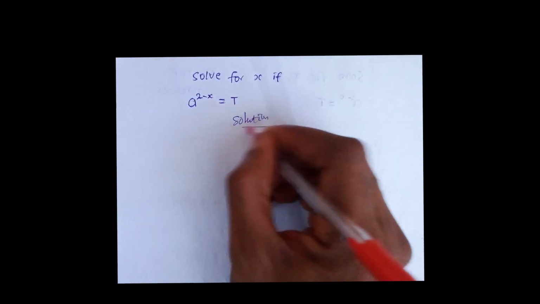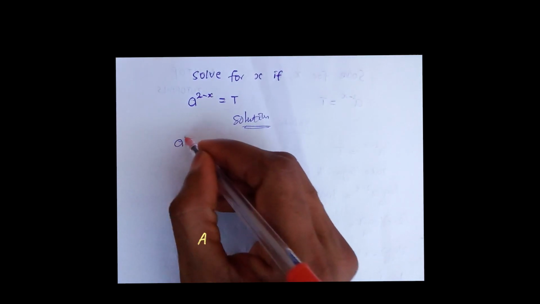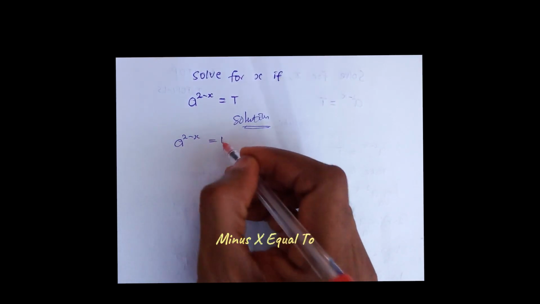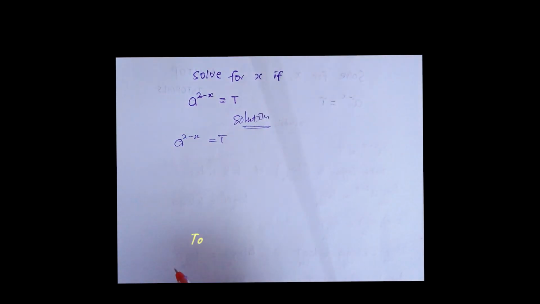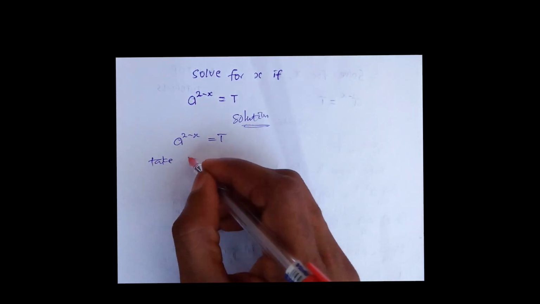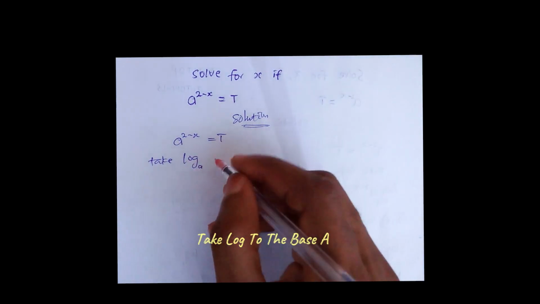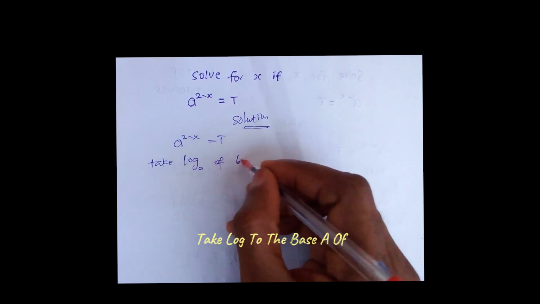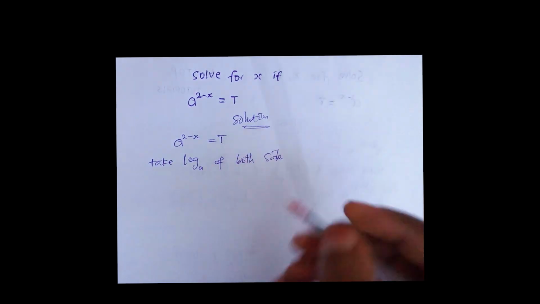Solution: a raised to the power 2 minus x equal to t. To solve this, we'll take log of both sides. Take log to the base a of both sides.